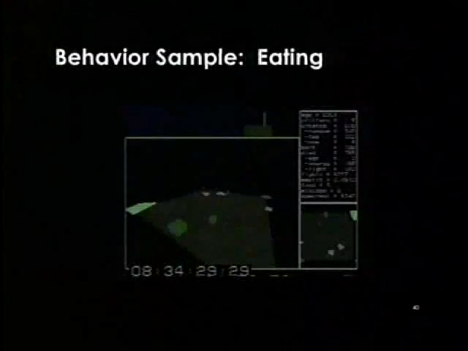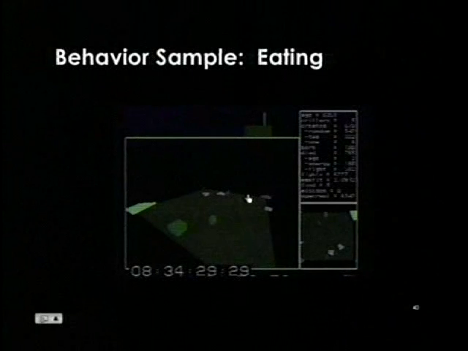So I'm going to show you some simple behaviors. So here's eating.